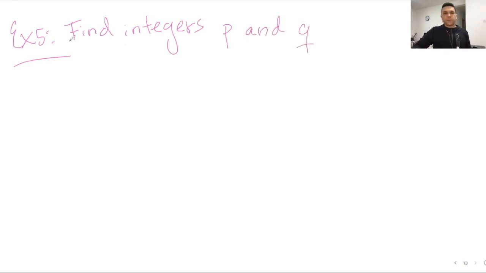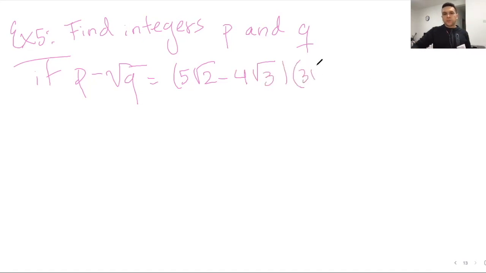Example 5. Find integers P and Q if P minus the square root of Q is the same as 5 times the square root of 2 minus 4 times the square root of 3 times 3 times the square root of 2 minus 2 times the square root of 3.